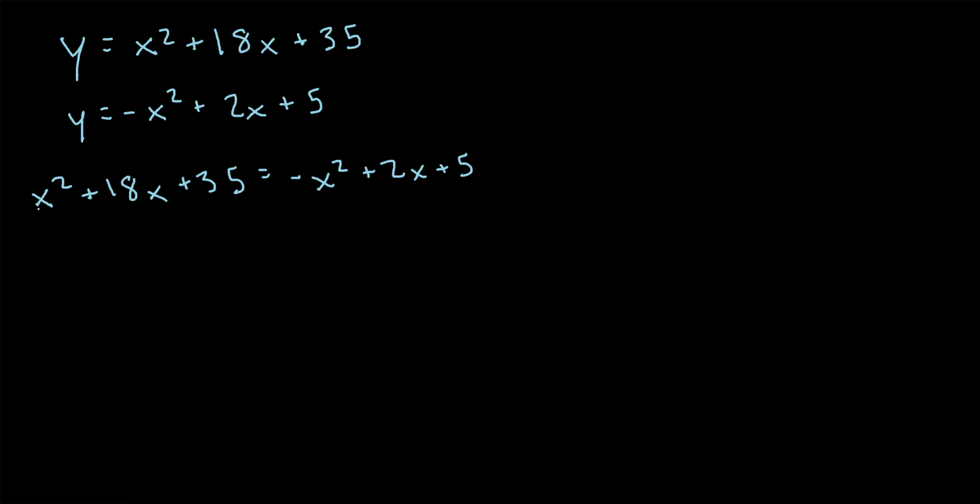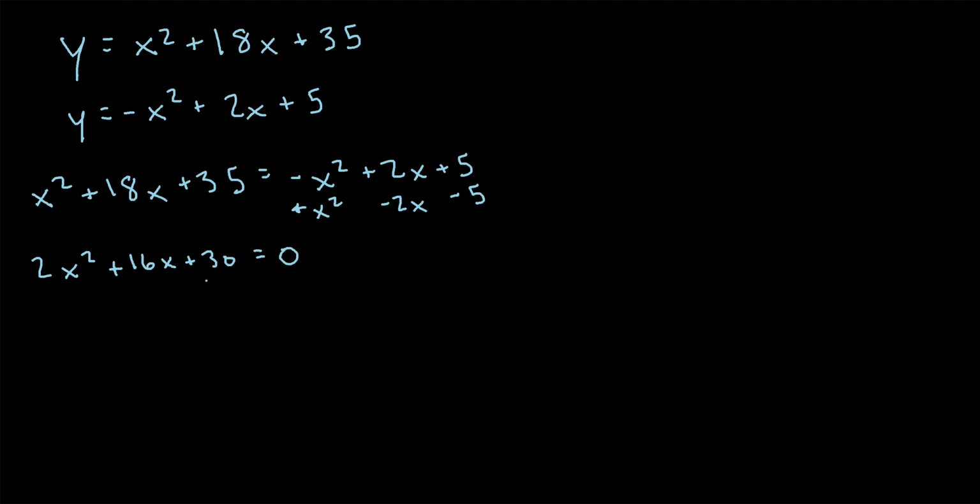So we have negative x squared, we need to add an x squared. So over here we'll get 2x squared. And then this 2x right here, we need to subtract the 2x to move it to the left-hand side. So 18x minus 2x, that will be 16x. And then we have this 5 right here, so we need to subtract this 5 to move it to the left-hand side. So 35 minus 5 is 30. So this whole left-hand side will be equal to 0.